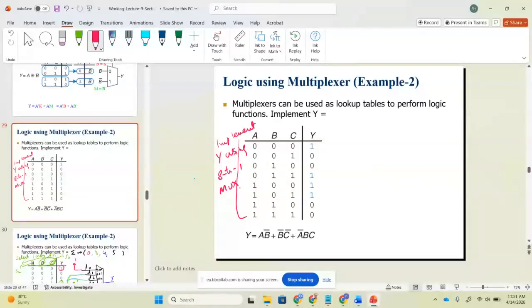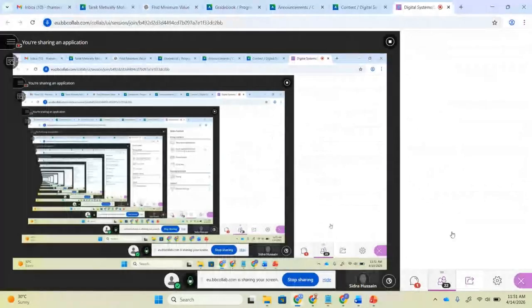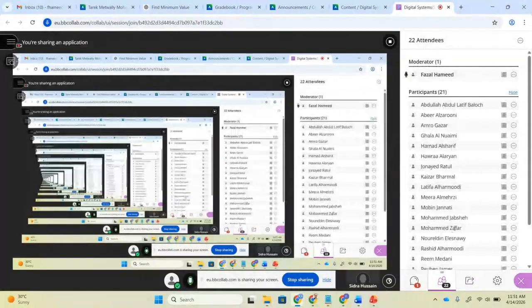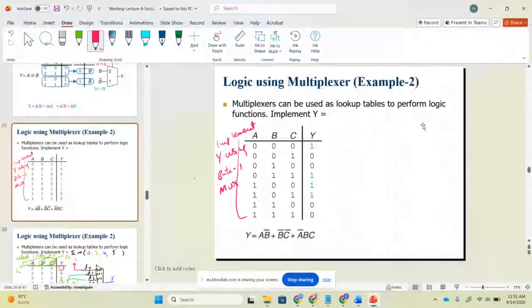What should be the logical conclusion? What should I do first? Can anyone tell me? I'm not drawing the solution, but what should be the first step? Anyone may answer. Thomas, James, Ghala? How many students are there? There are 22 students. Abir, Hamad, Zafar, Nuruddin? Yes, what should be the first step? Anyone?